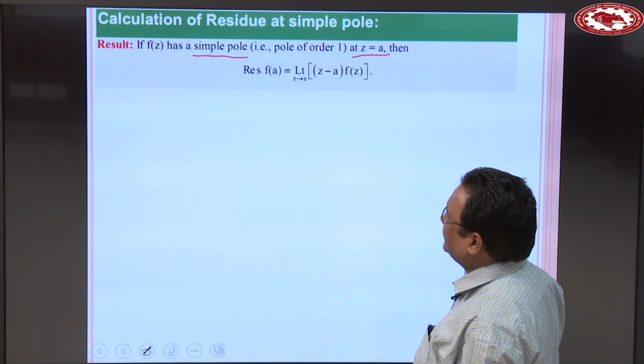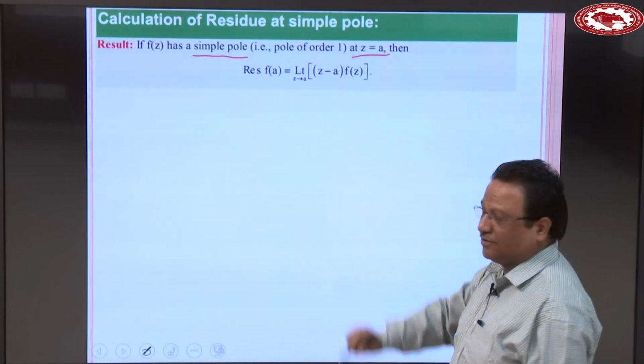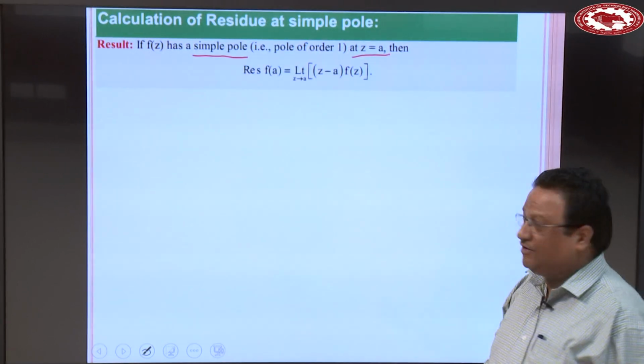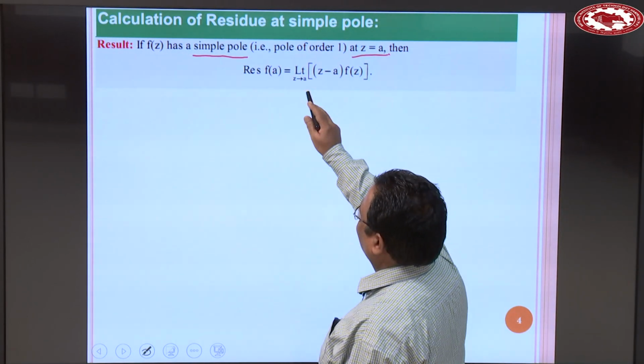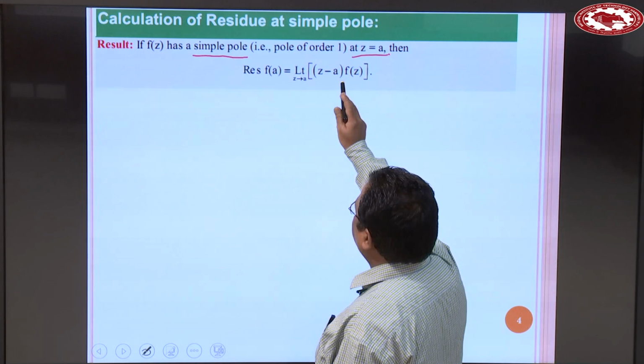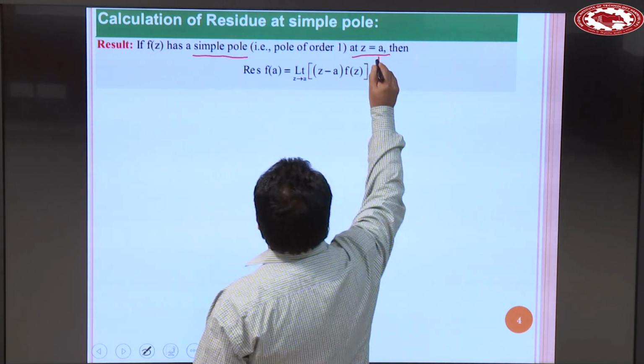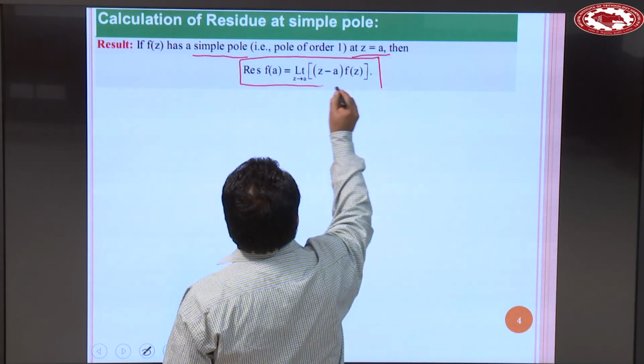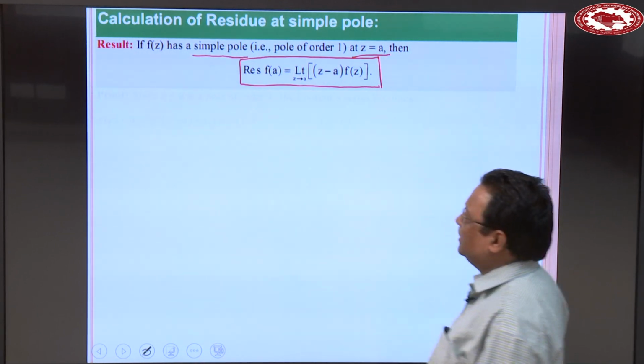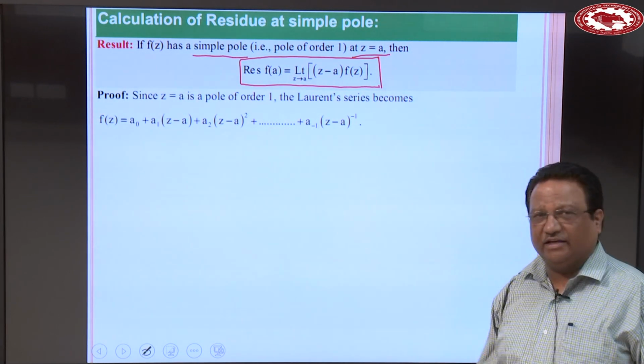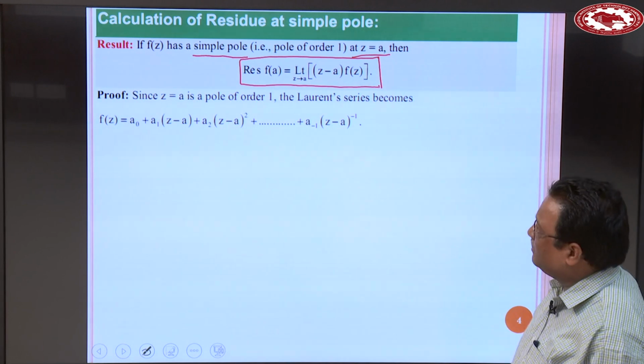is equal to a, then residue f(a) can be evaluated by using this formula: limit z tends to a of (z minus a) f(z). So this one is the formula for evaluating the residue of the function at z equal to a. Now the question is, how can we prove this formula?